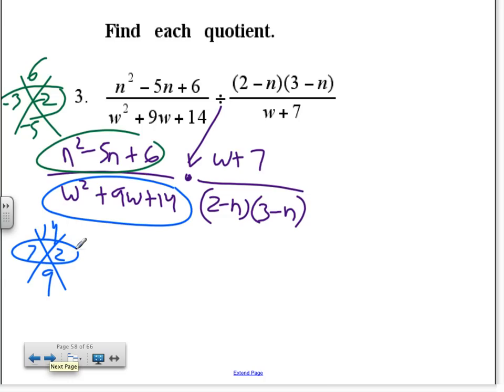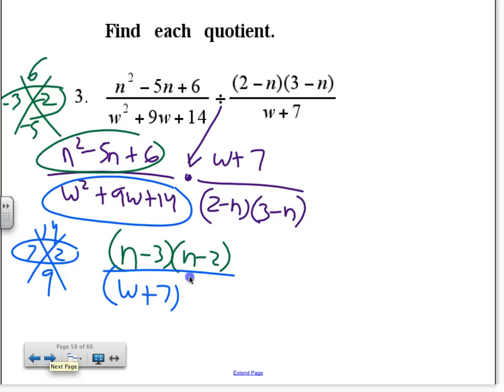Okay, so let's write it out. On the top I have n minus 3, n minus 2. On the bottom I have w plus 7, w plus 2. Now on the other side, watch what happened. I have w plus 7 on top, right? But I realized that I have 2 minus n here, and on the top I have n minus 2. They're exactly opposite of each other.